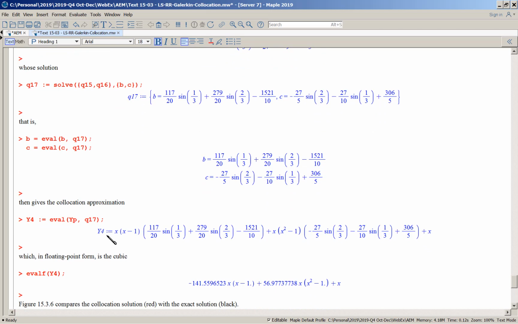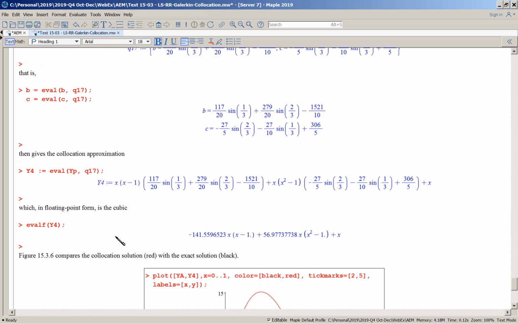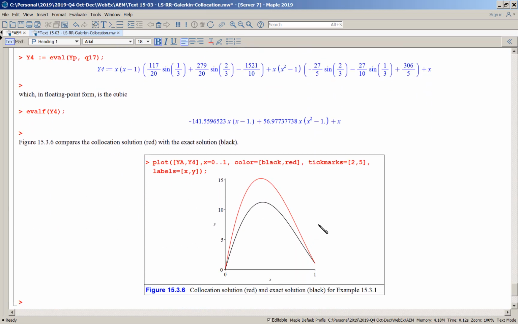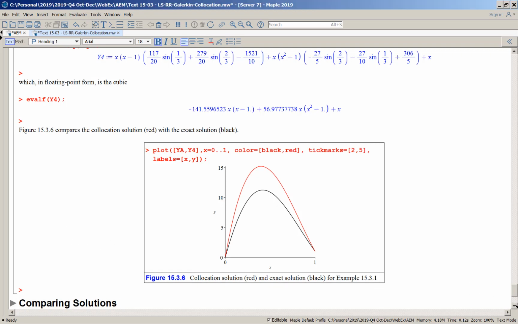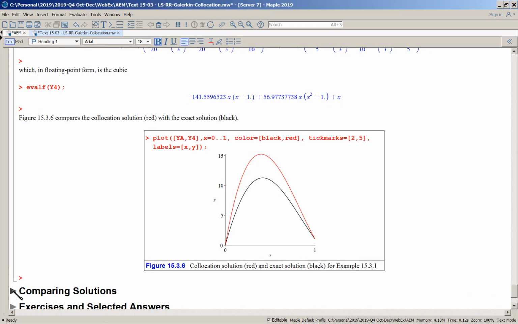It will give us our fourth approximation. It is not as good as methods 2 and 3, but better than method 1. So let's compare these 4 solutions.